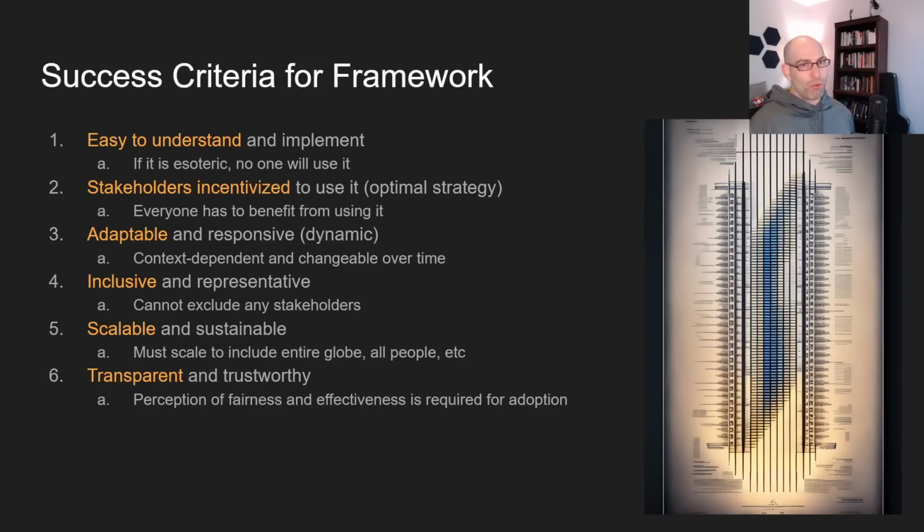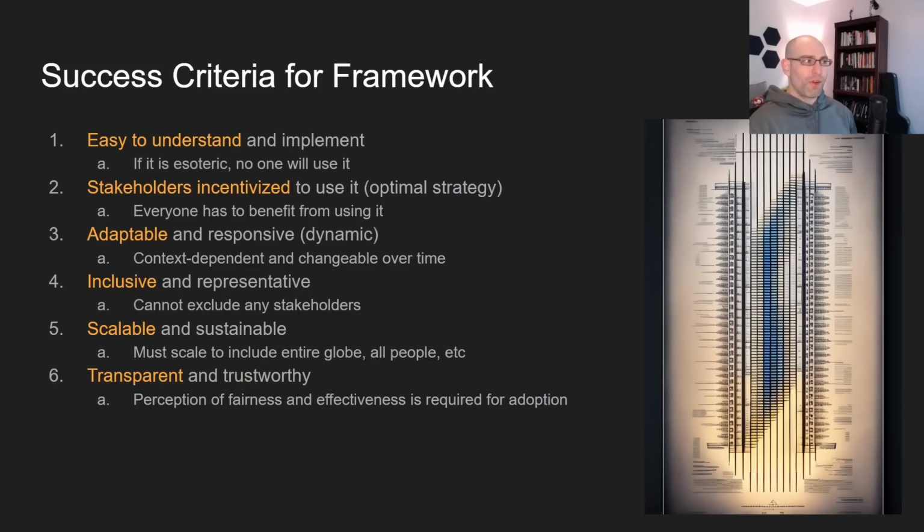Above and beyond that, this framework needs to be adaptable and responsive or dynamic because, again, the world changes, and so it's really difficult to create a framework that is a hard set of rules to follow, which will result in unintended consequences and instabilities and other market failures. So it has to be context dependent and changeable over time.